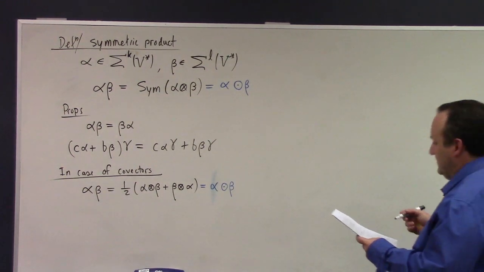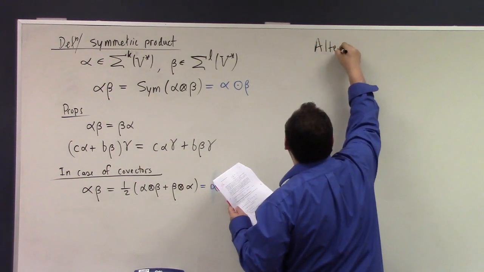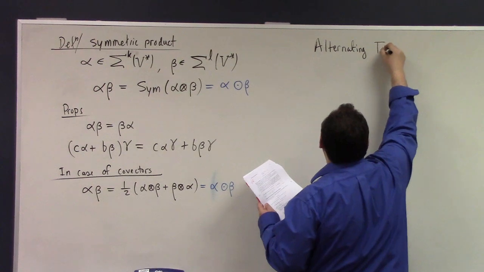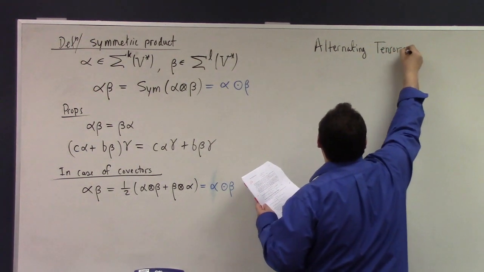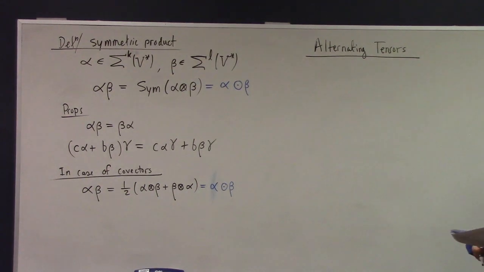So then next up, we can talk about alternating tensors. And this will not be the last time we talk about alternating tensors, because alternating tensors are exactly where the differential forms live. A differential form is an alternating tensor. All right. And on the tangent space, I believe.